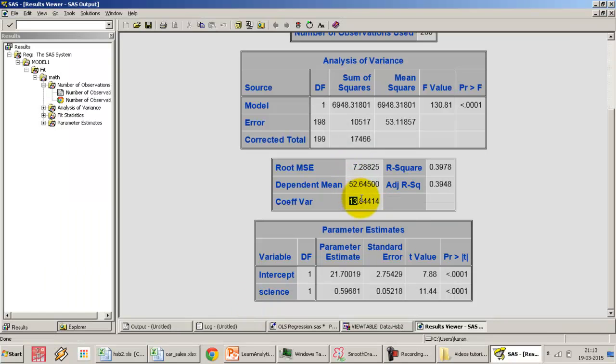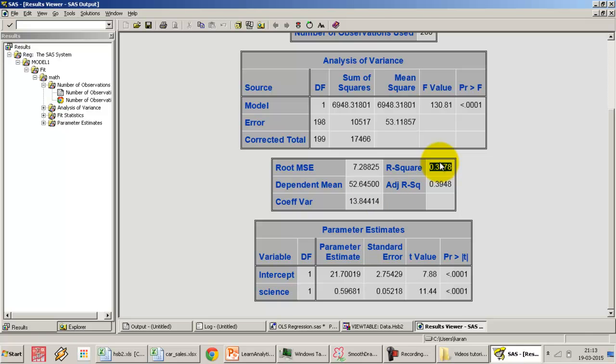The coefficient of variation is nothing but the root mean square divided by the dependent mean, which gives an idea of what the average error is in percentage terms around the y variable or the y hat. So this gives me 13.8%. This is a method of bringing both the root mean square error and the dependent variable onto the same scale.